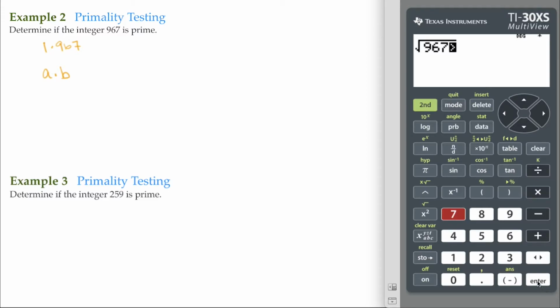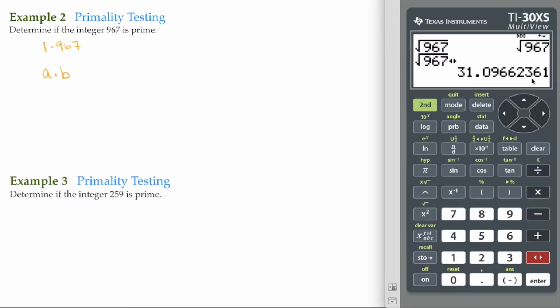Now for my particular calculator, when I hit enter, it gives me the exact value. It spits out square root of 967 again. Well, I want the decimal approximation of this. So I have these double arrow keys here. Now yours may be different, but if I click on those double arrows, it'll give me a decimal approximation. If you're not using a TI-30 type of scientific calculator, you may not have these double arrows. You may have a mode key or something that you would have to set, but that's something you would have to investigate.